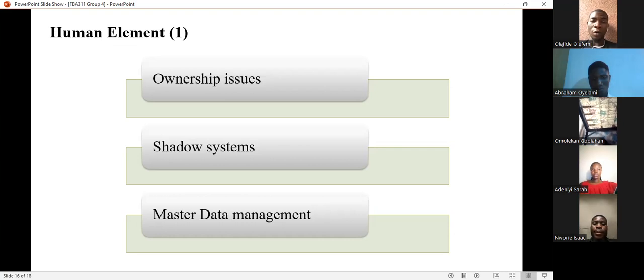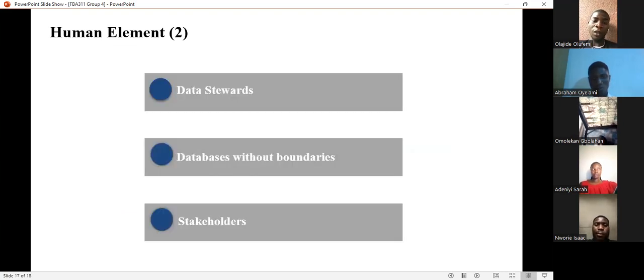Now we look at the second part of the human elements that talks about the data stewards, database without boundaries and stakeholders. The second speaker spoke about database, and we all know data is like a raw fact. Data stewards interact with information management. They are like watchdogs or bridge builders to remind everyone how data are being used and defined. They help explain how data are being defined.